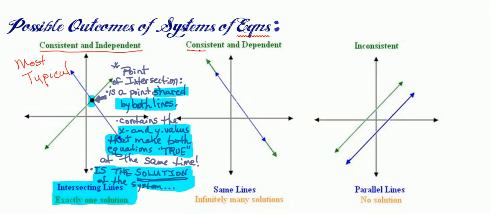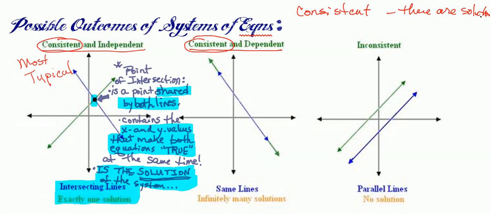Then next, let's look at what's called a consistent and dependent system. Consistent obviously means there are solutions. Has solutions, so put a note for that. Consistent basically means solutions exist. There are going to be solutions.